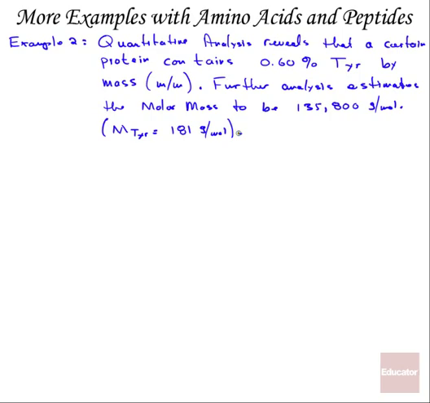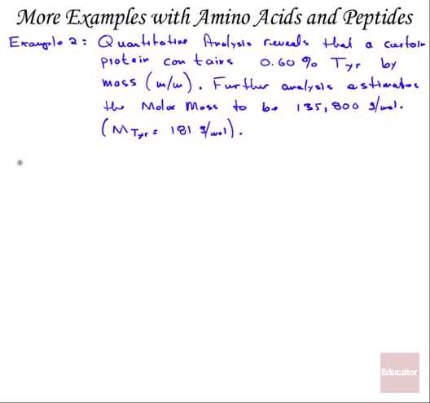Okay, so quantitative analysis reveals that a certain protein contains by mass 0.60% tyrosine. In other words, all of the tyrosine in there accounts for 0.6% of the total mass of the protein. Well, they do a little further analysis, and they're able to estimate the molar mass that's somewhere in the range of about 135,800, give or take. So the molar mass is 181 grams per mole of tyrosine.